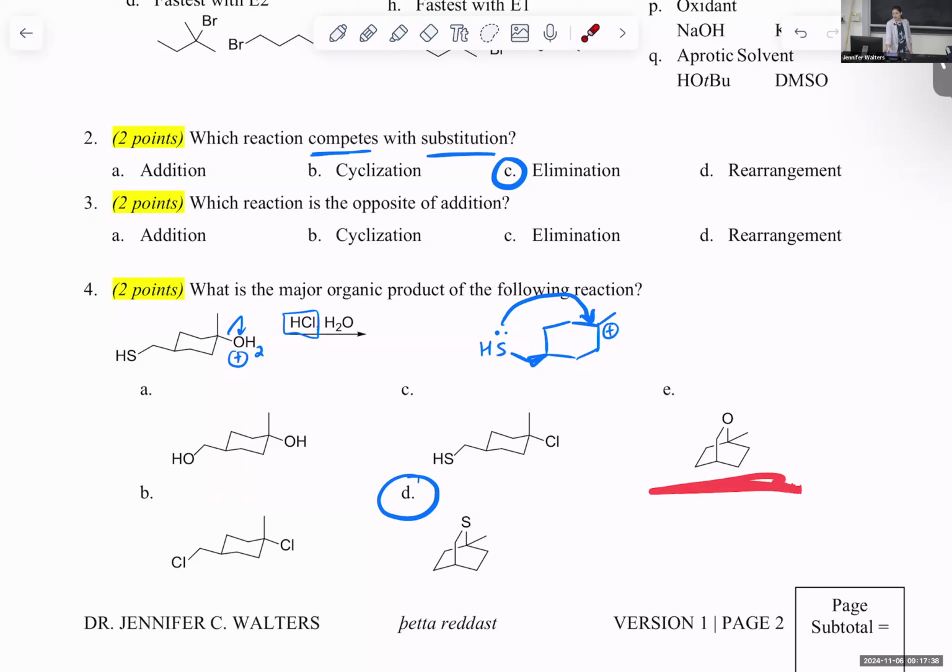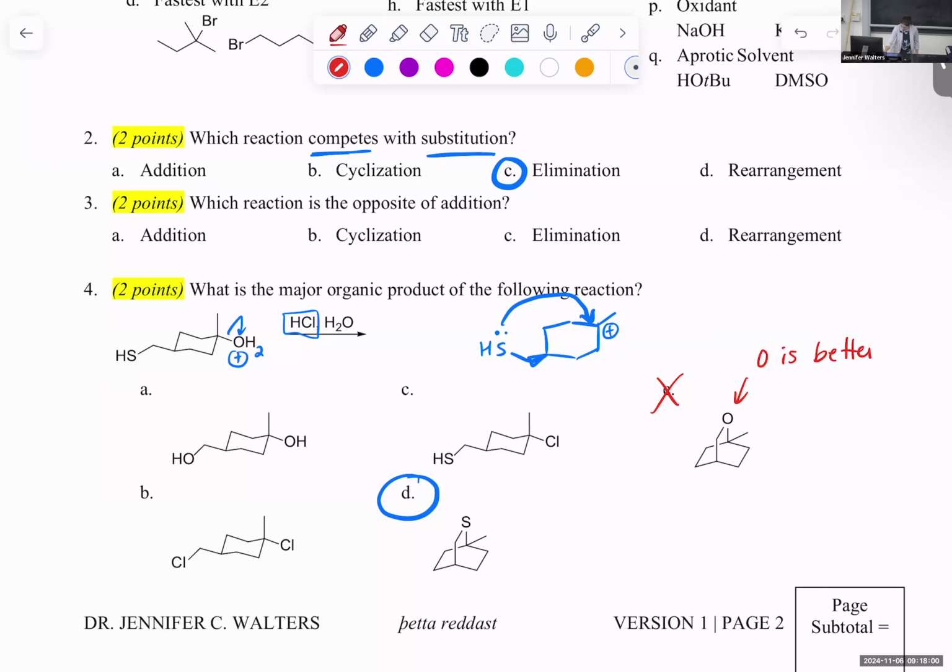E would be that sulfur was the base and acted as the leaving group, and then oxygen was our nucleophile. But that has the reverse reactivity. Oxygen's the better base, sulfur's the better nucleophile. So that's why E is wrong. And we don't want to make primary carbocations. So that was the other problem there.